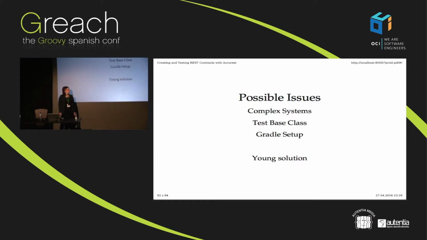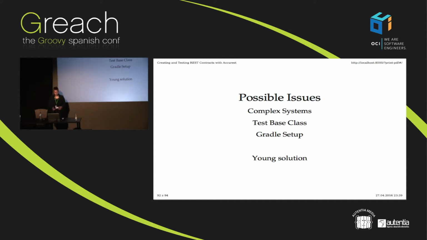Okay, and also Accurest is a young solution. I think it's now 1 year old, so it means there are still different bugs appearing. But on the other hand, the team is working very actively on it. So if you use it and you have any issue, probably if you register it, it will be fixed very fast.